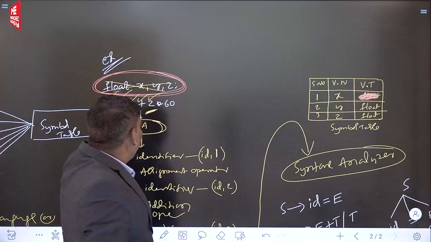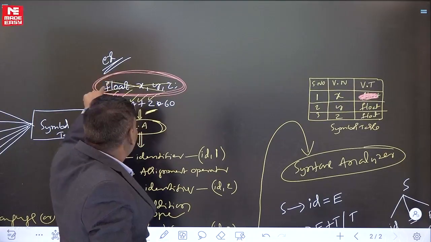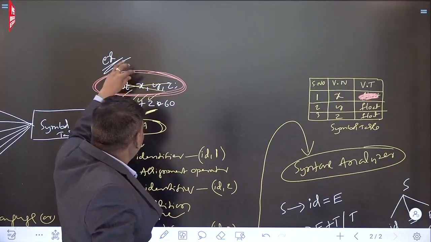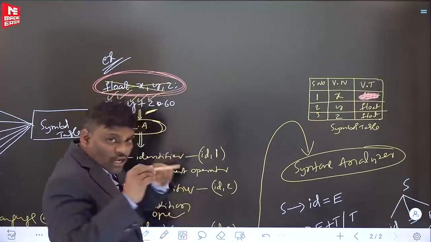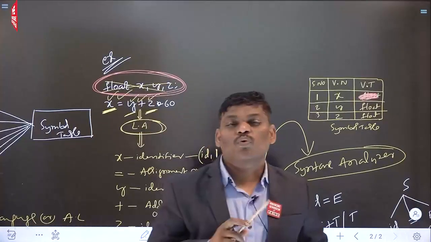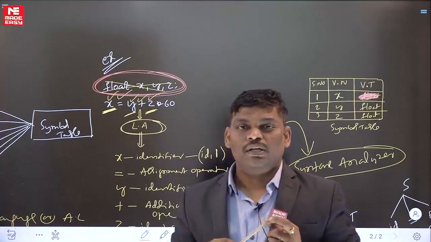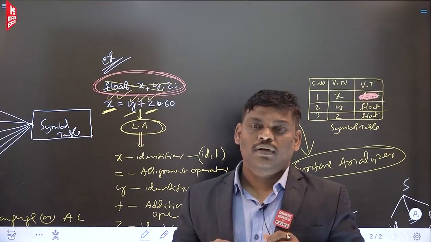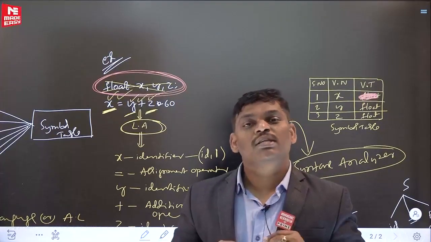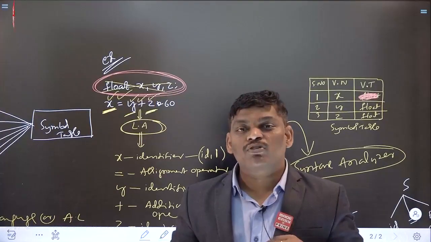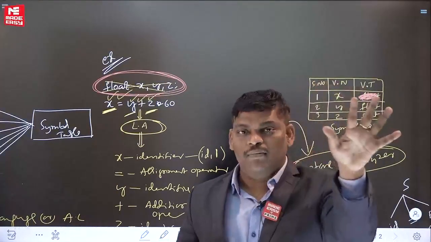Whenever a declaration comes, only the data type is available in the declaration. The semantic analyzer will store this information inside the symbol table. Who needs types mostly? The semantic analyzer. What will the semantic analyzer do? He will store types inside the symbol table. At what time? Whenever a declarative statement comes.